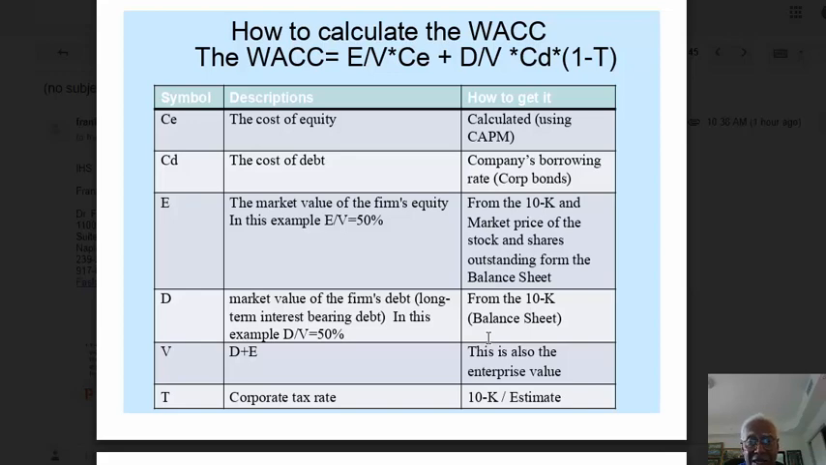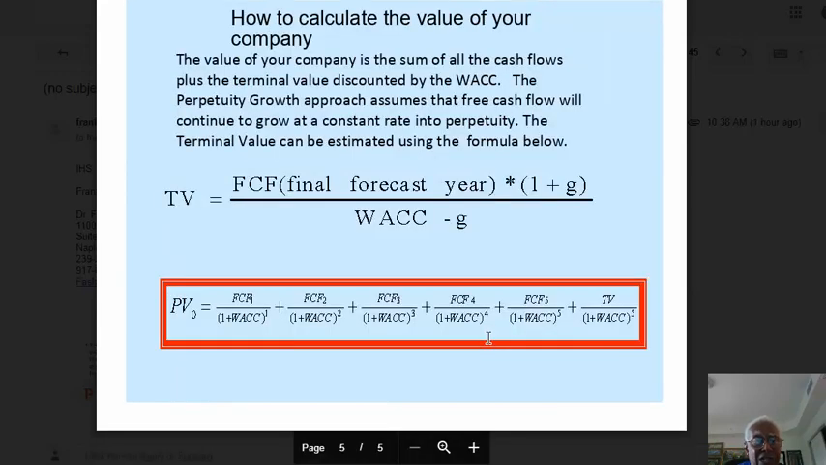If you had to go in there, you'd have to get the market return for the debt. You'd have to get the yield to maturity for every bond, and then weight average that to figure out what the cost of debt is. V would be debt plus equity, and we're saying debt is 50% and equity is 50%. So that's easy. Corporate tax rate, you're going to have to do some work to figure out what that is. Okay. And then the final slide.